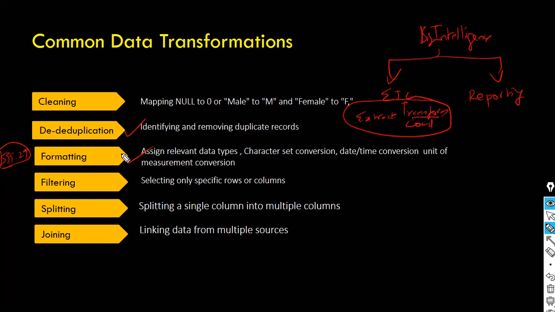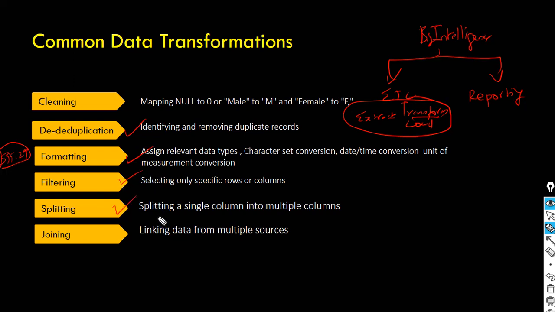You need to format the columns with the appropriate data types and then filter the data, selecting only specific rows or columns. This will definitely improve your report performance. If I have 1 million or 10 million records, we don't need all of them. And if I have 100 columns, we don't need all 100 columns for my report. Whatever number of records or columns is required, you select it that way, and your report performance will be good. Hence you do filtering, and splitting.